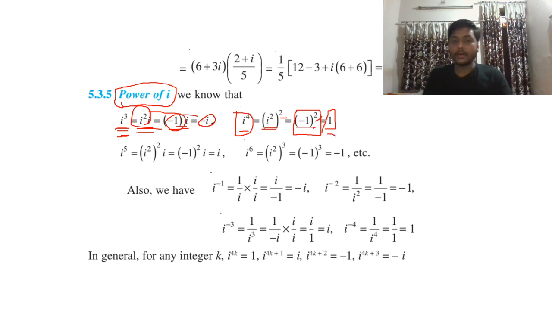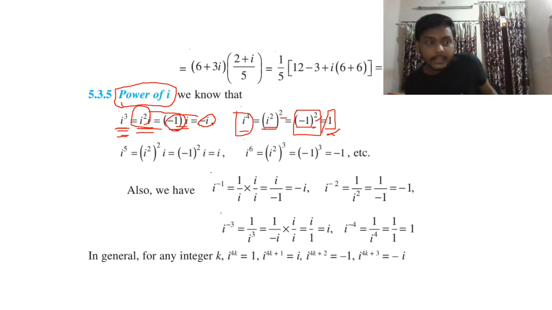And when i to the power 4 is 1, what about i to the power 8? i to the power 8 is nothing but i to the power 4 whole square. And when i to the power 4 is 1, that means i to the power 4 whole square will be 1. Okay, let's talk about i to the power 12. I can write it as i to the power 4 whole cube. When i to the power 4 is 1, 1 whole cube will be 1. Similarly, if I have i to the power 16, I can say i to the power 4 to the whole power 4, which means 1 to the power 4 is 1.